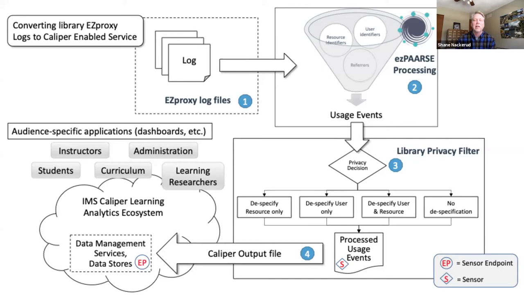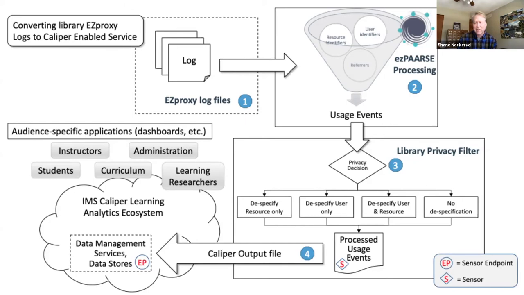We can glean out what was the journal that was being accessed, what was the database that might have been used, and try to get some more information that might be useful, again, for learning analytics processes and projects. The next stage of the process, though, would be to make a privacy decision.